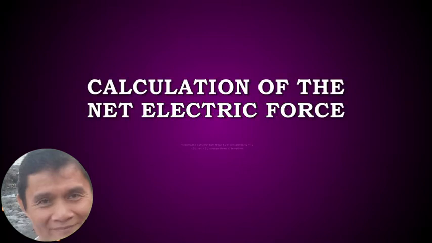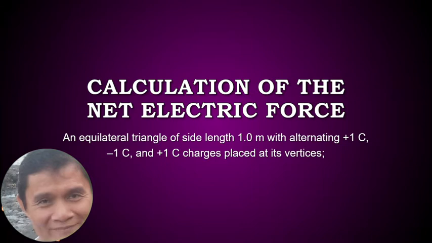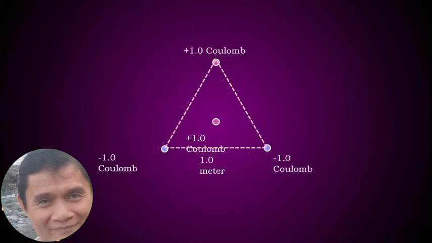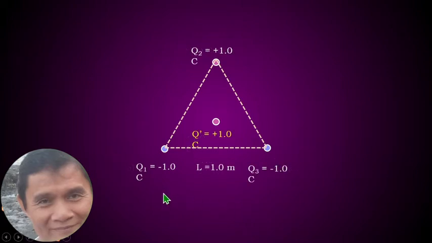Our next setup. Calculation of the net electric force, this time on an equilateral triangle containing alternatingly negative and positive charges. Call that setup number 2. So here we have negative 1 coulomb on this side, positive 1, negative 1. And of course, although yung color nagbaligtad, no? So we have Q1 negative, positive, negative, and the center charge. The size of the equilateral triangle is 1 meter on one side.